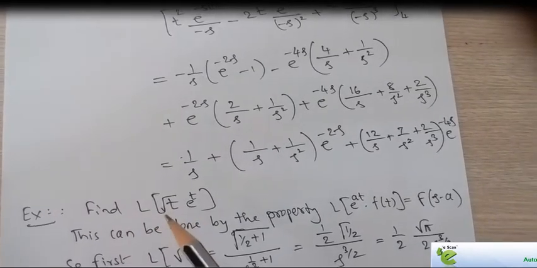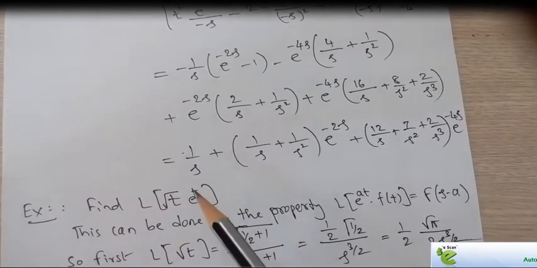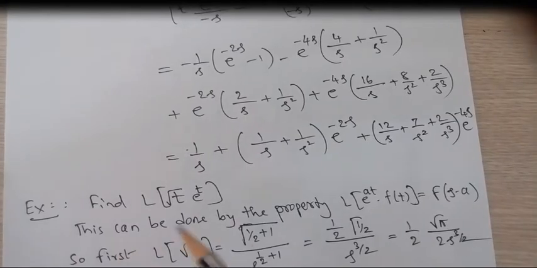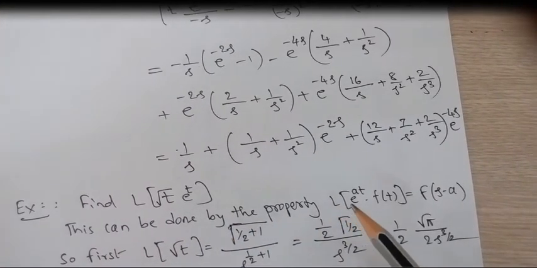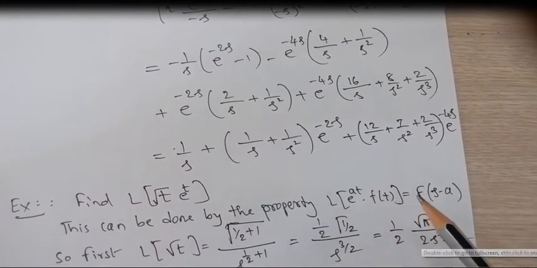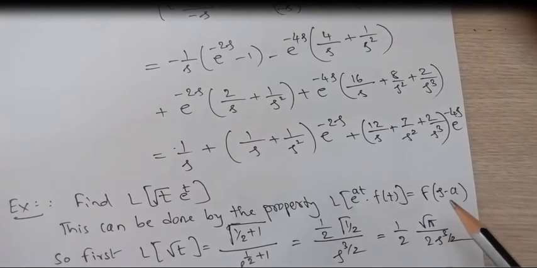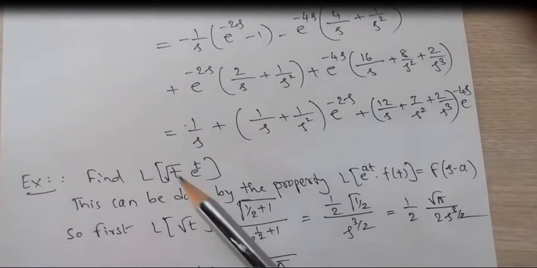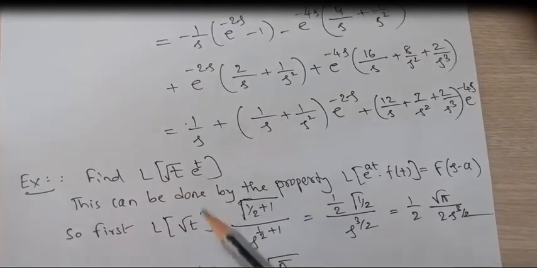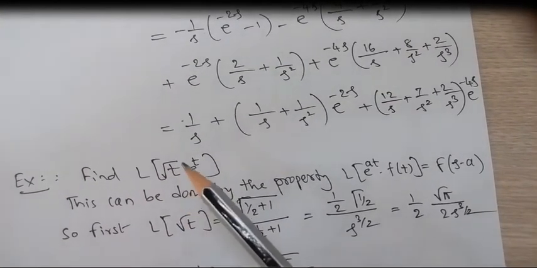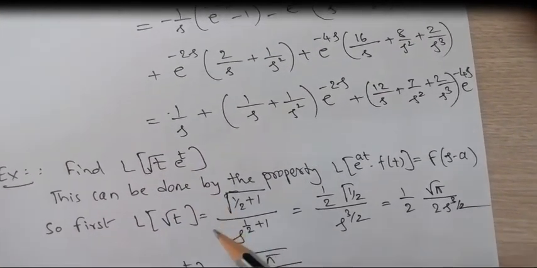Next, Laplace transform of root t into e raised to t. So this can be done by the property: Laplace transform of e raised to at into f of t is equal to f of s minus a. So first, Laplace transform of root t. Once we know this, we can easily write Laplace of root t into e raised to t.